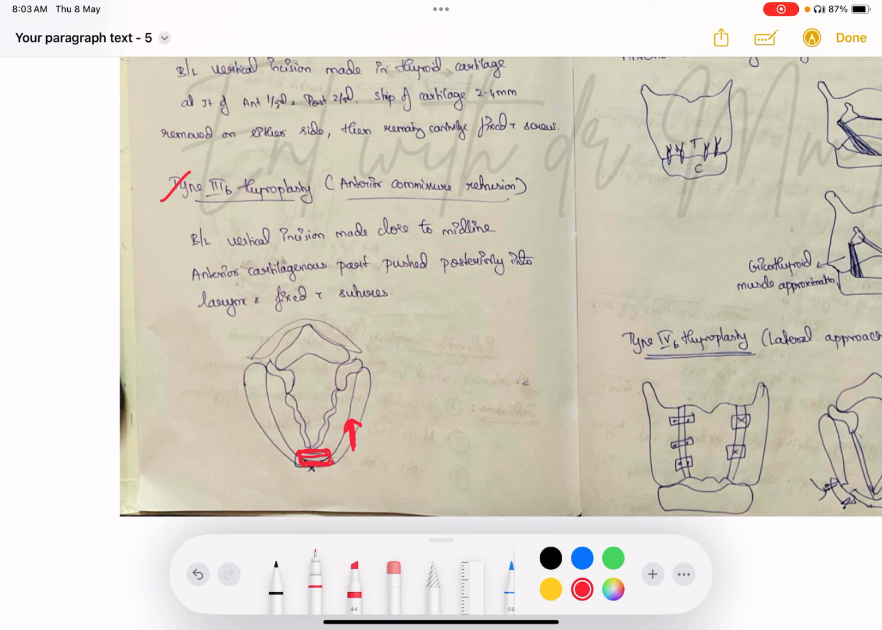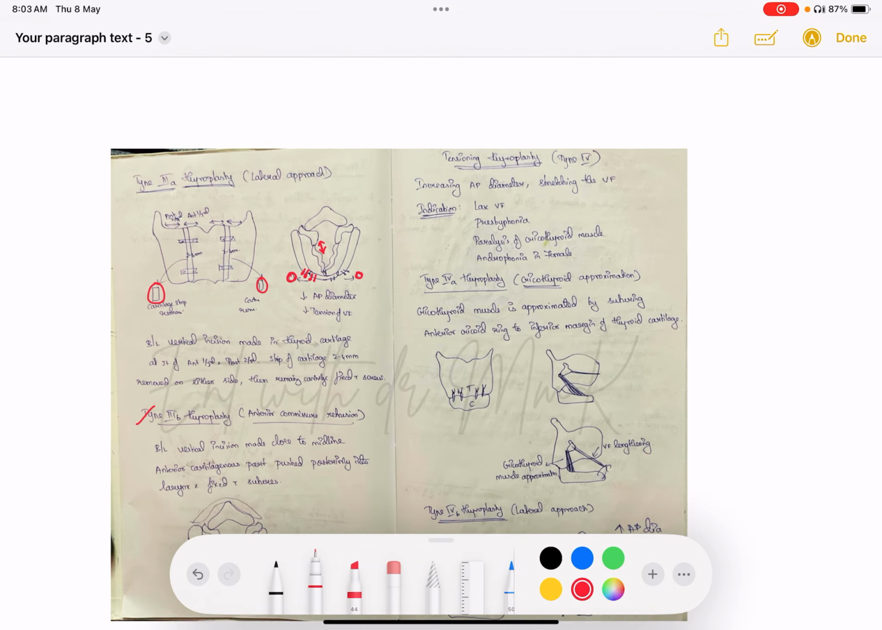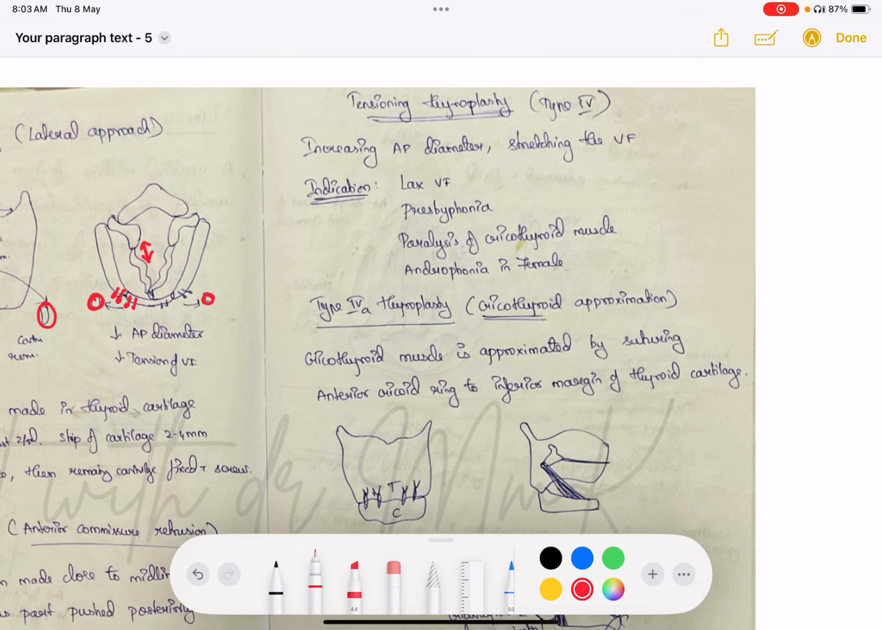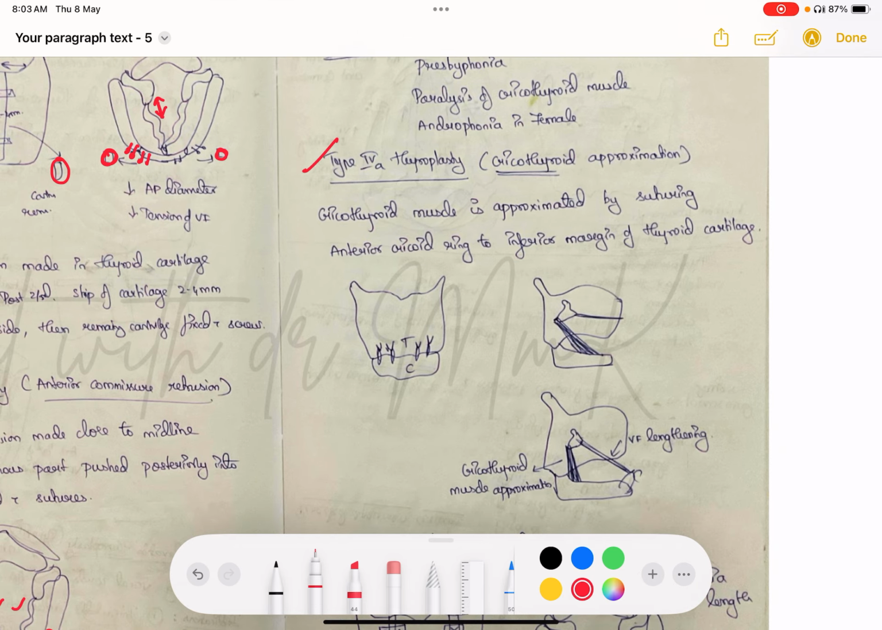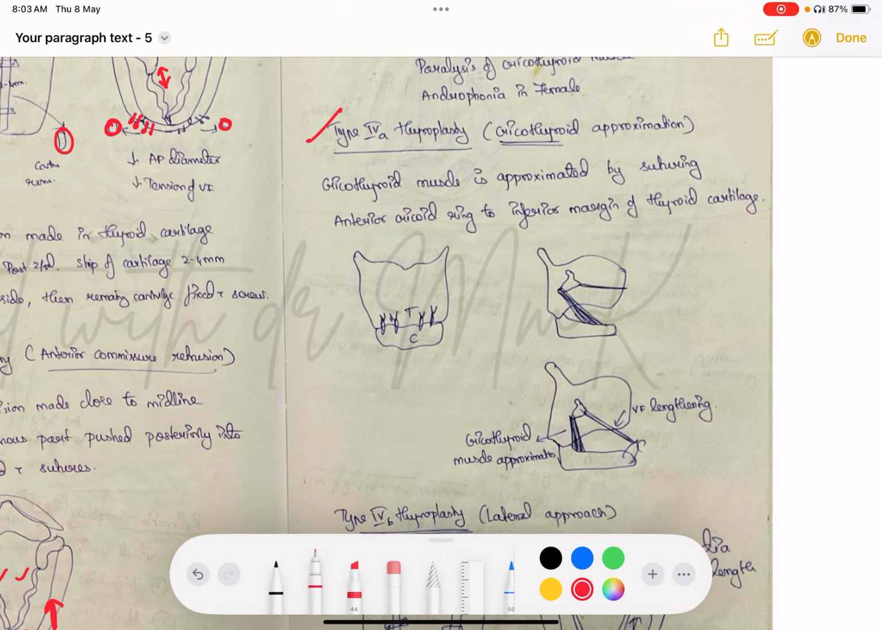When you push the cartilage posteriorly, what happens? The cords will become shortened. Okay, this is type 3B. Now coming to the last thyroplasty, that is type 4 thyroplasty, tensioning thyroplasty. We already discussed this is done in androphonia, female with a male voice. How is it done? Type 4A, type 4B and type 4C. It has 3 approaches. First is type 4A.